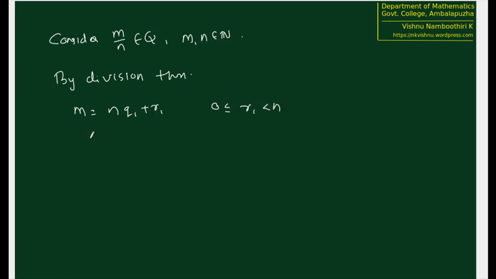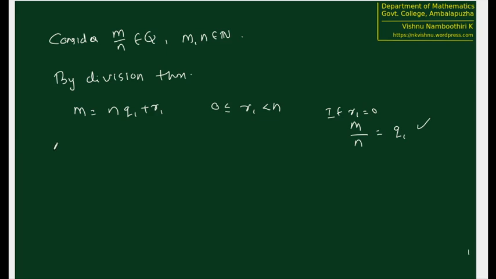Now we don't know whether this r1 is 0 or not. If r1 is 0, this is a perfect division, and therefore the process is terminated. There is no more division required. And so in that case, if r1 equals 0, then m by n is just equal to q1. So we are done. Therefore this is a terminating decimal representation, q1.0.